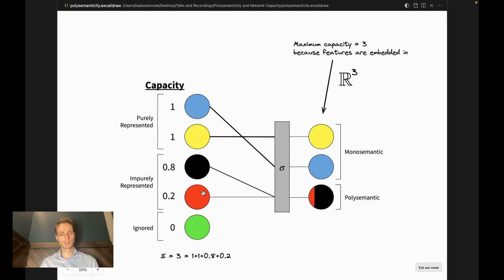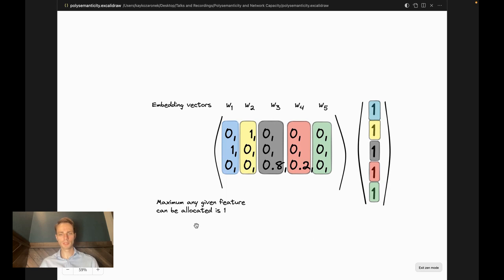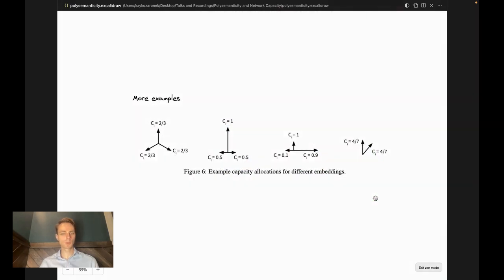And then there are also some impurely represented features, like the black one and the red one, which get mixed into this polysemantic neuron. Also note that the model can choose not to represent a given feature if it's not important enough or too sparse. For those of you who are interested in how this would look like in matrix form, you can look at this picture here and verify for yourself that this is in fact what's going on up there. Also, for those of you who are interested in thinking about this for yourself and how feature capacity works, try to convince yourself why these examples are correct.